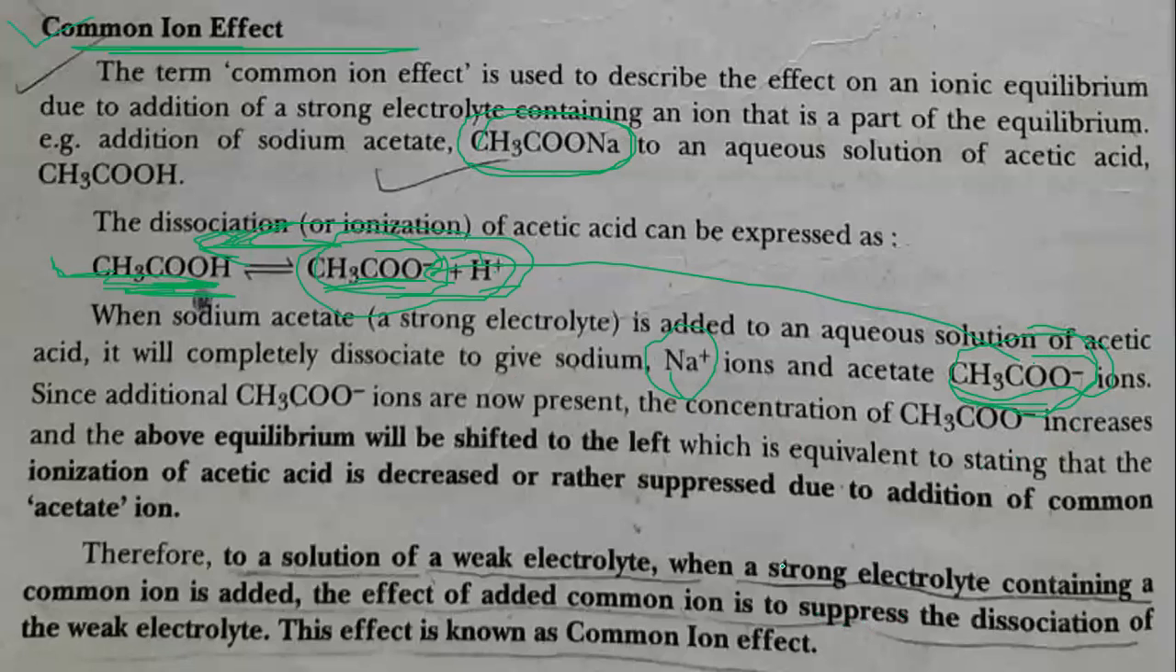So what is the definition? When a strong electrolyte containing a common ion is added, the effect of the added common ion is to suppress the dissociation of the weak electrolyte. To suppress the dissociation of weak electrolyte, this is called the common ion effect. Right, getting my point? So very simple.